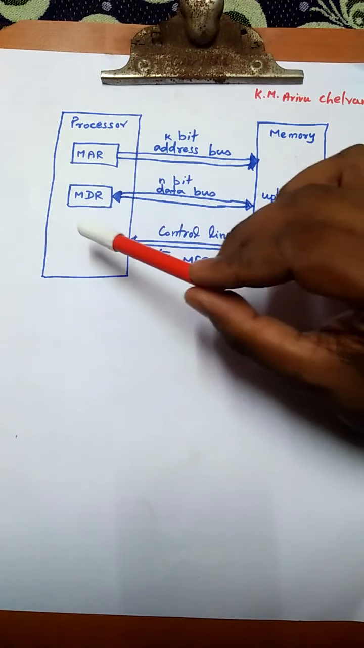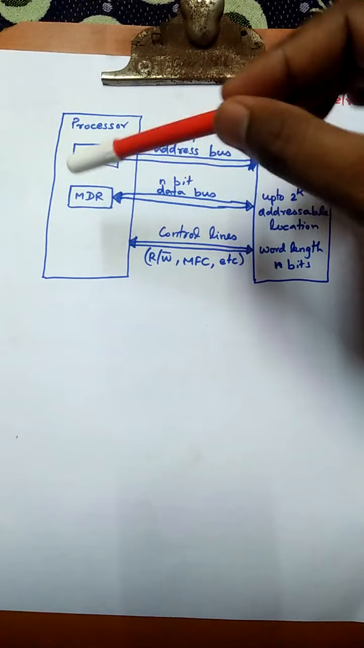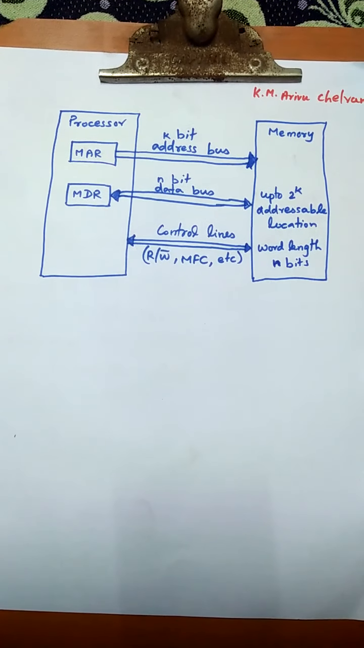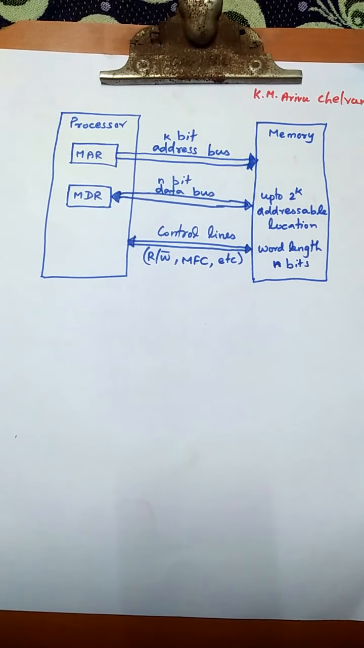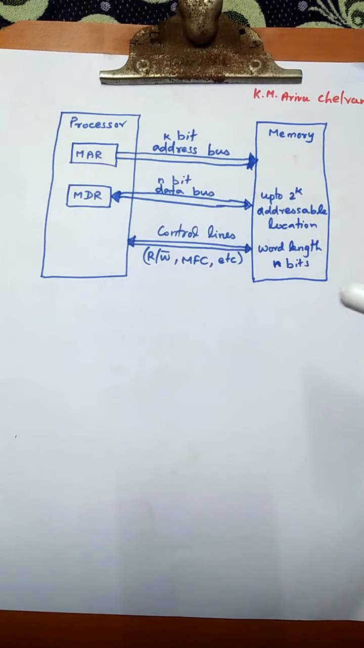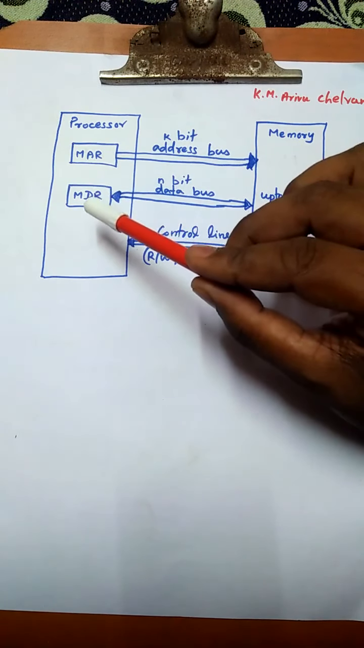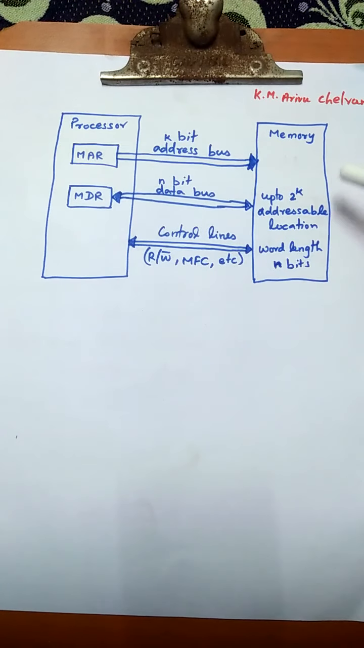Now I have explained how data is read from memory to processor and how data is written into memory. These two things I have explained. Also, I want to add one more point. In this, we are transferring data one by one. That is, data transfer occurs one by one.